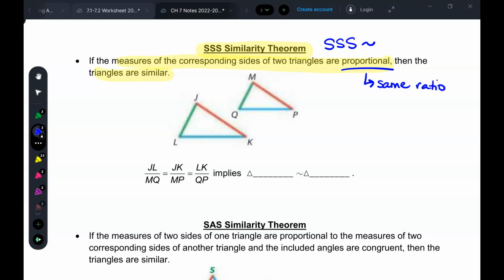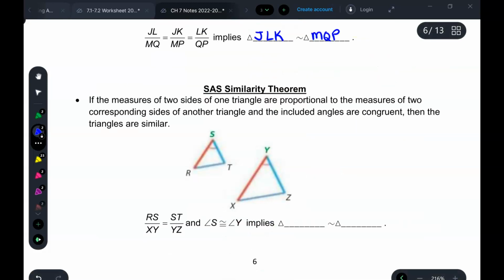So this over MQ has to be the same as JK over MP, LK over QP. We have to check all three sides. We can't just check two. With angle similarity, we just needed two. Here you need all three pairs. And then one triangle we could say JLK or JKL, doesn't matter, MQP. Again, just like we talked about the other day, order matters just like the congruence.